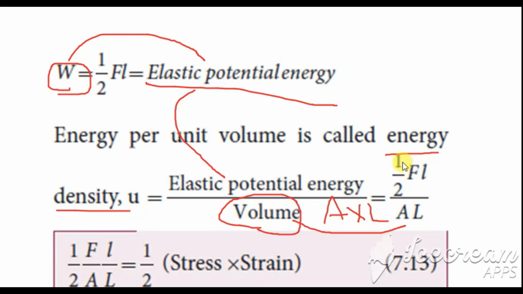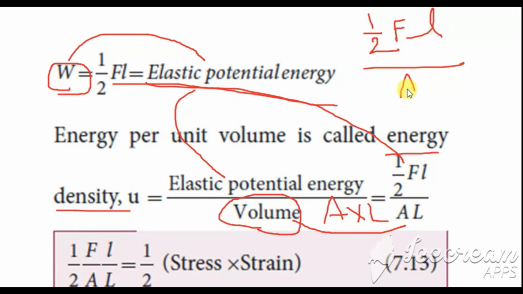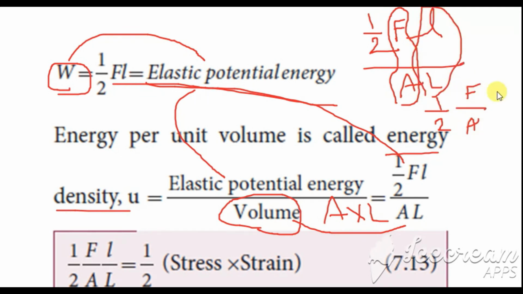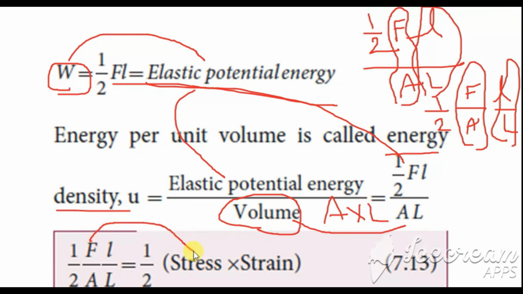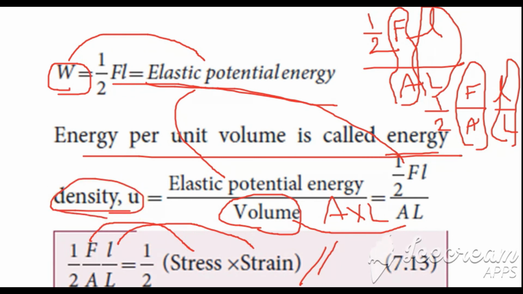Now this is 1 by 2 F into l, so half F into l divided by A into L. This can also be written as half separately, F by A separately, and l by L separately. What is this F by A? That is stress. And l by L is equal to what? Strain. So instead of F by A we write stress, and instead of l by L we write strain. So half into stress into strain gives your energy density value. Clear with this? Thank you.